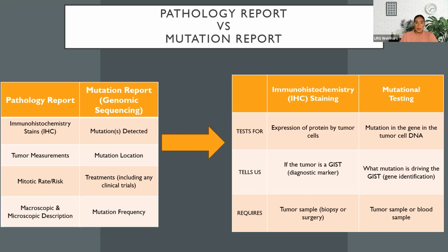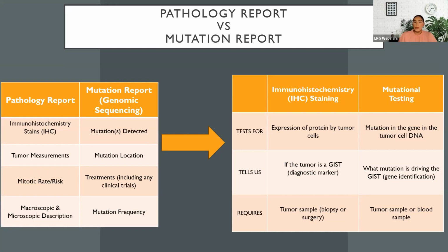Now for a mutation report, this is the results from mutational testing, which is also known as genomic sequencing or molecular testing or biomarker testing. Those terms are all indicative of testing for a mutation. This is like step 2 in this point of a patient's timeline. So the first step is to get a pathology report diagnosing a patient and confirming that it is GIST. And step 2 is figuring out, all right, now that we know GIST, what is causing that GIST? Like what is driving the GIST?